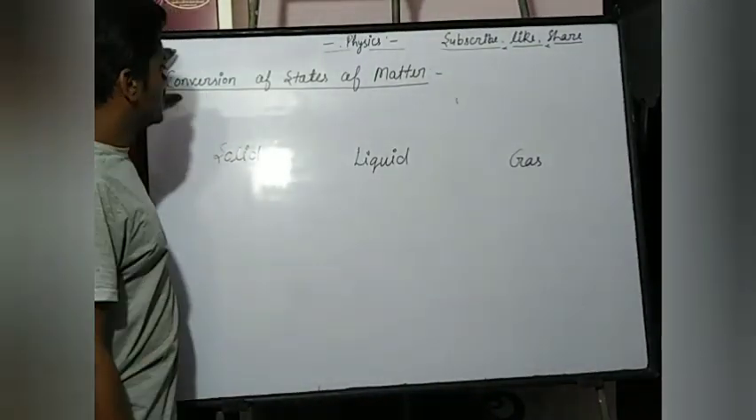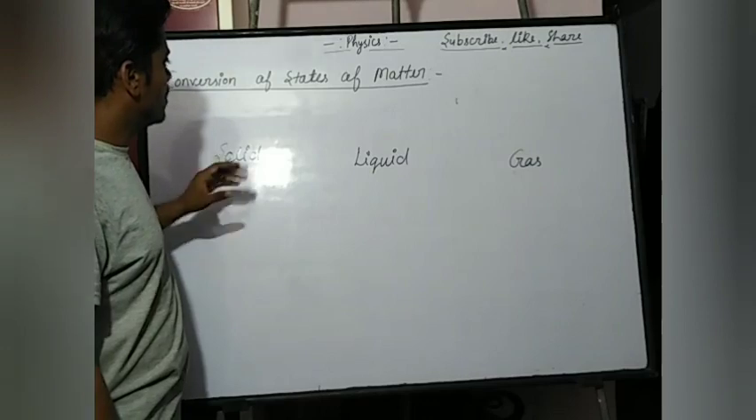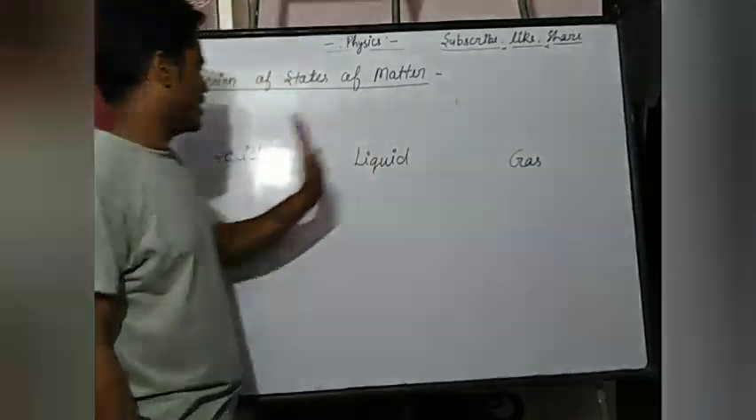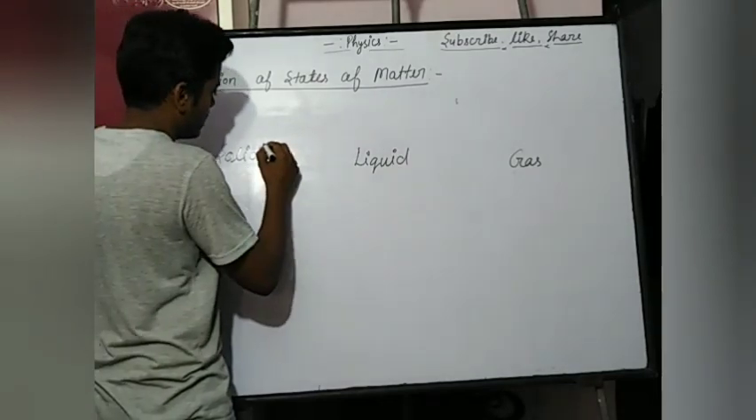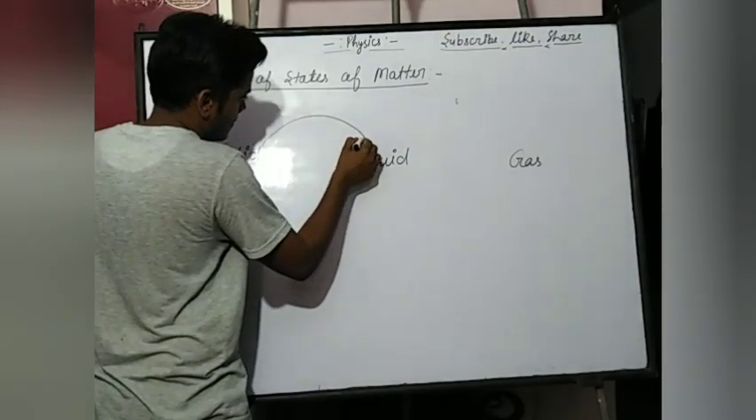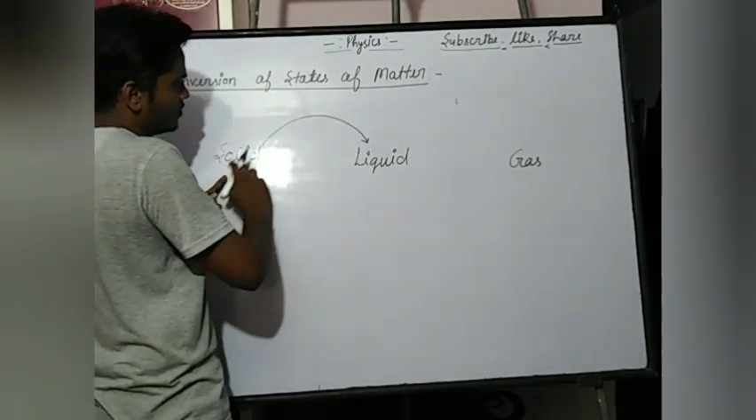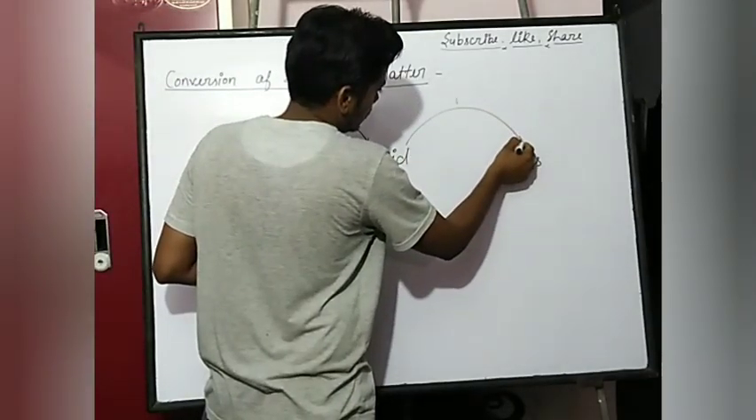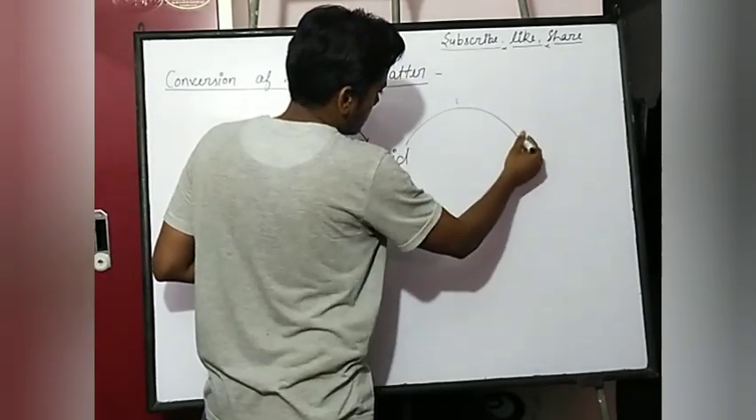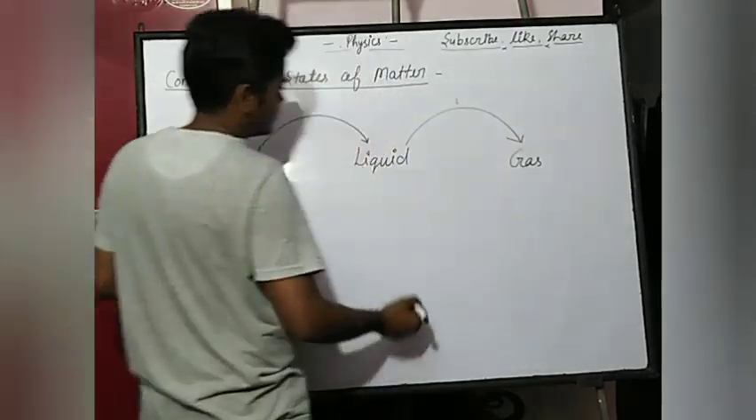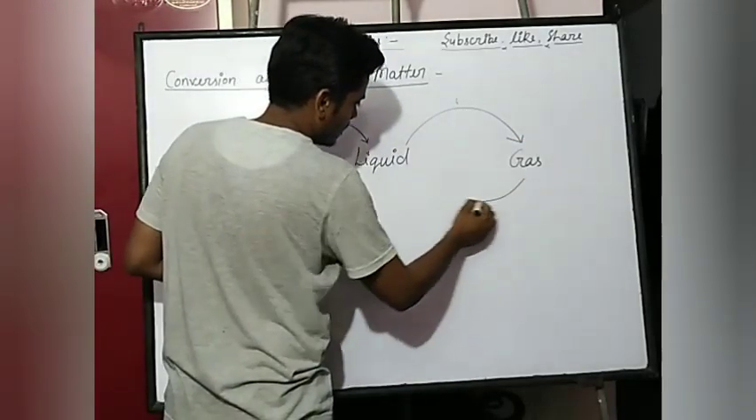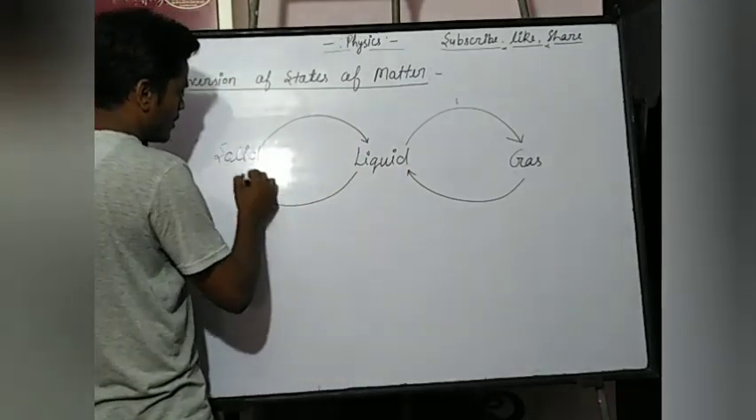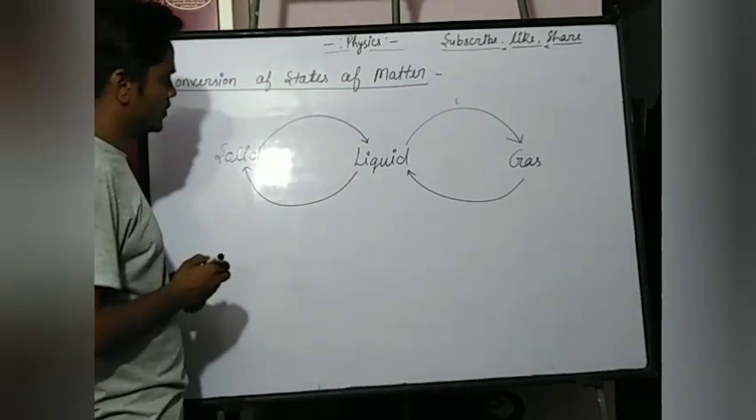Now, the conversion of states of matter is classified into three states: solid, liquid and gas. And now see, this is the conversion from solid to liquid and liquid to gas. Now again, gas to liquid and liquid to solid.